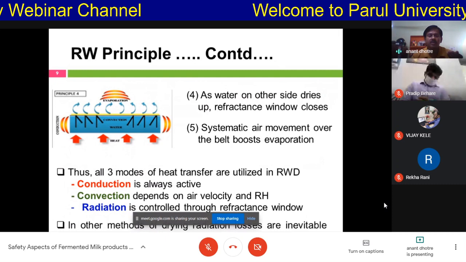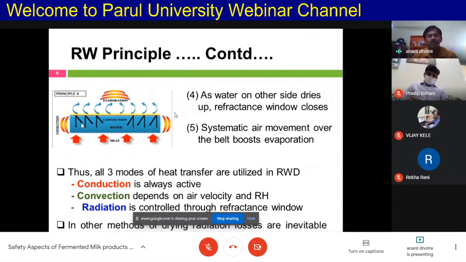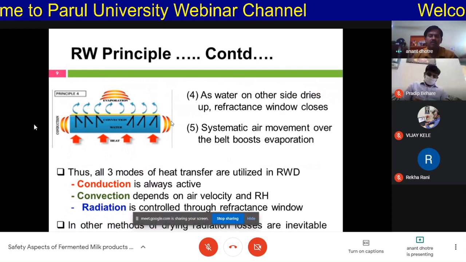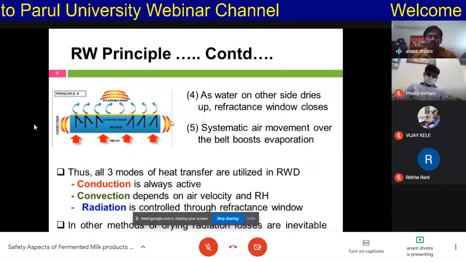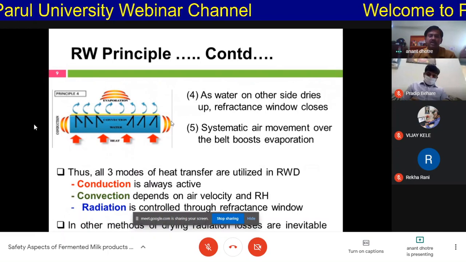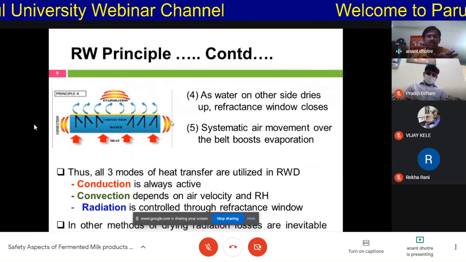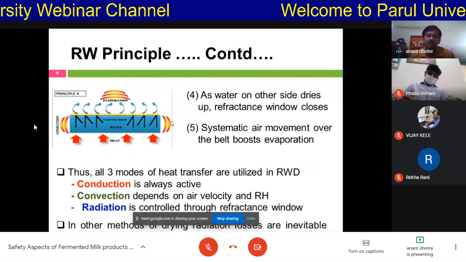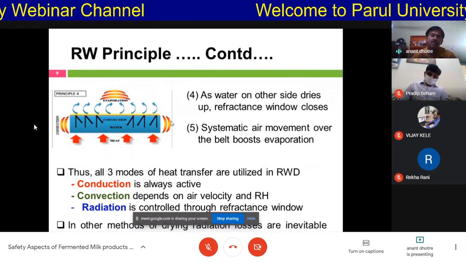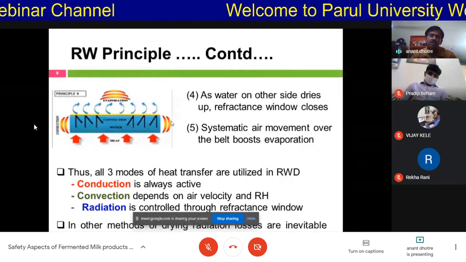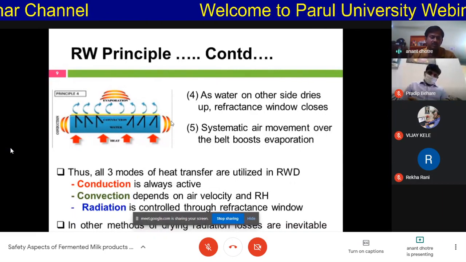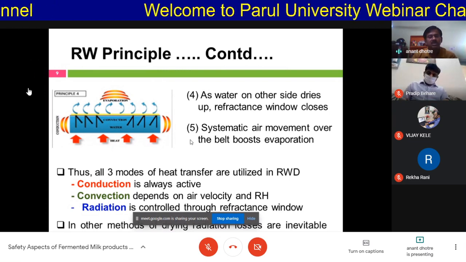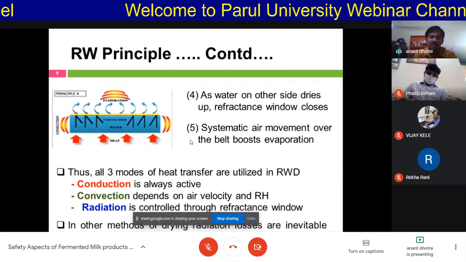So this is how the refractance window performs. Now there is a systematic air movement above the belt. That air movement removes the vapor. The vapors which are being removed from the feed are systematically carried over, and the relative humidity over the surface of the feed is maintained at the required level, so that the vapor required to drive the moisture from the food being dried to the atmosphere is continuously performed. So this ensures the prolongation of the constant rate drying period.